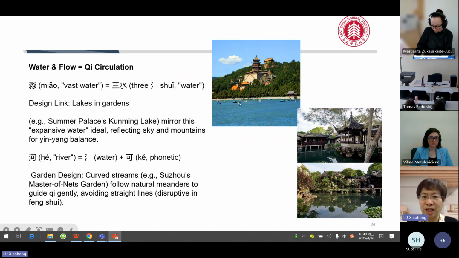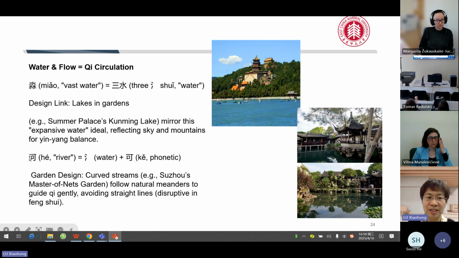And in Chinese gardens, we have these lakes. Here is the Summer Palace in Beijing, and in the Summer Palace there is Kunming Lake, a very vast water. This Kunming Lake mirrors the expansive water ideal, reflecting yin and yang balance. So yin means water, yang means sky. So the sky and the water create a balance between yin and yang. So that's Kunming Lake in the Summer Palace.